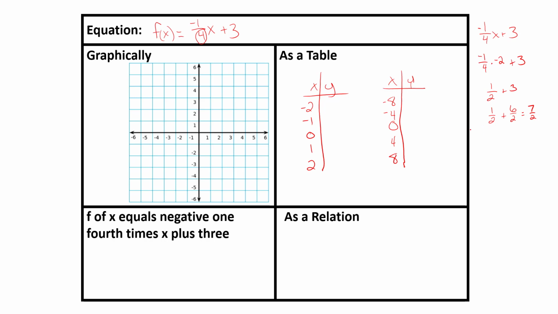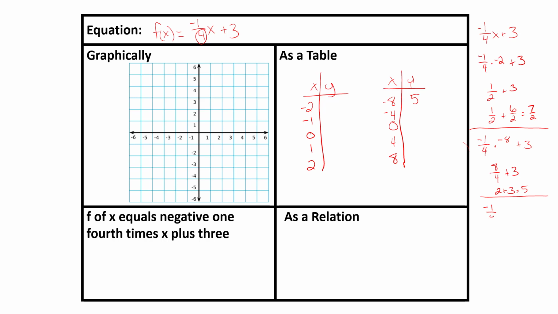Okay, let's see why. -1/4 times -8 plus 3. Negative times a negative gives us a positive, which ends up with 8/4 plus 3. Well, what is 8/4? 2 plus 3, which equals 5. So when we plug in a -8, we get a +5 for our y value. So we're dealing with all whole numbers.